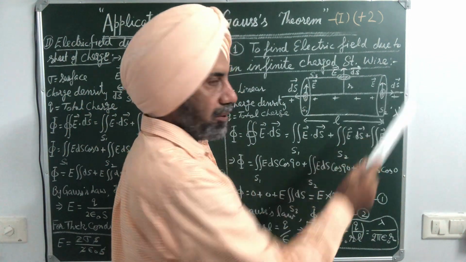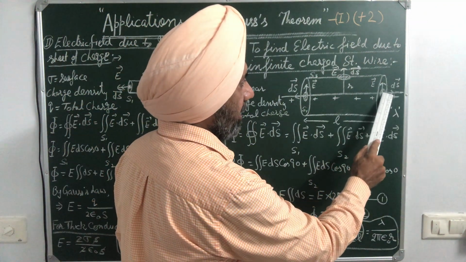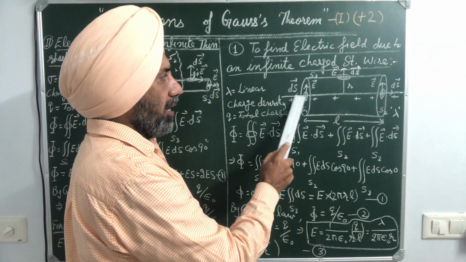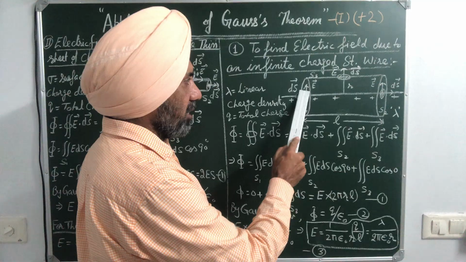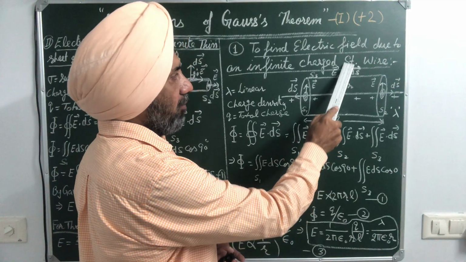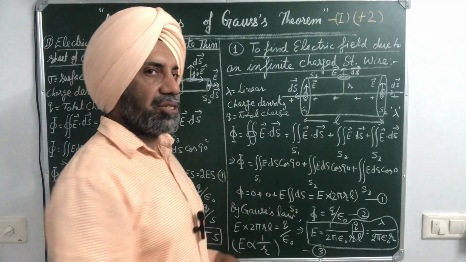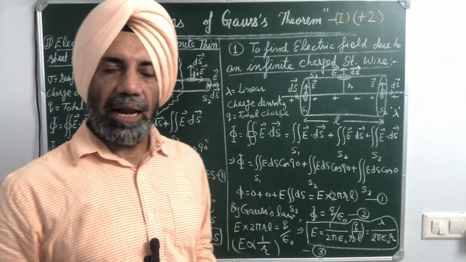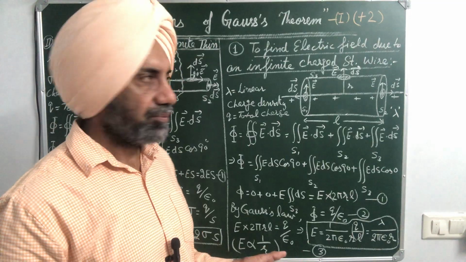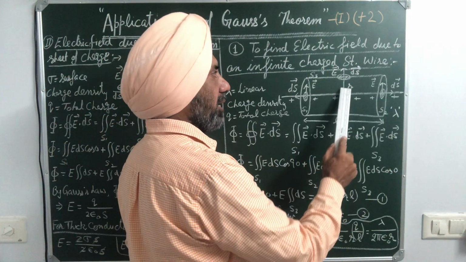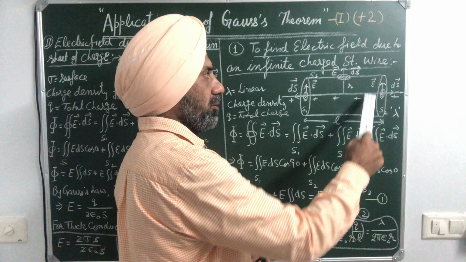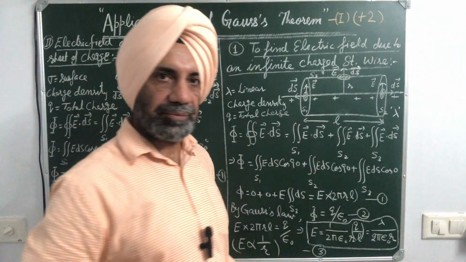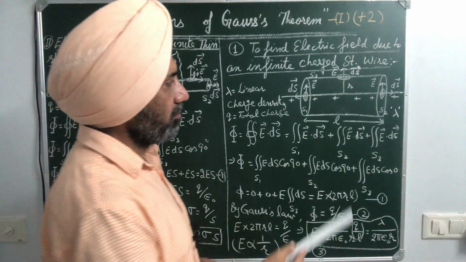Now at this point the electric field and area vector will be perpendicular to each other. Similarly at this point the electric field and area vector will be perpendicular to each other, and at this point the electric field and area vector will be in the same direction, because electric lines of force are always normal to the wire. The wire is infinite, so electric lines of force will be outward from the wire, that is along the radius of the cylinder, radially outward.